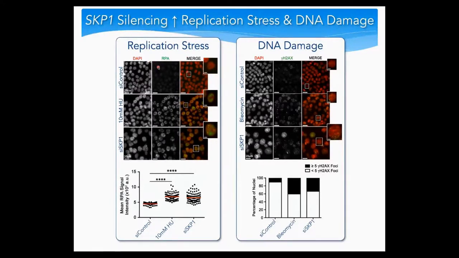So Laura went on to do a quantitative imaging microscopy approach where she immunofluorescently labeled cells for RPA, which is a single-strand binding protein, and really an indicator of replication stress. You can see in the control condition we see very low levels of RPA, which is expected. However, in the positive control, cells treated with hydroxyurea, we see a dramatic increase in the abundance of RPA labeling that is very similar in the SCIP1 silence condition.